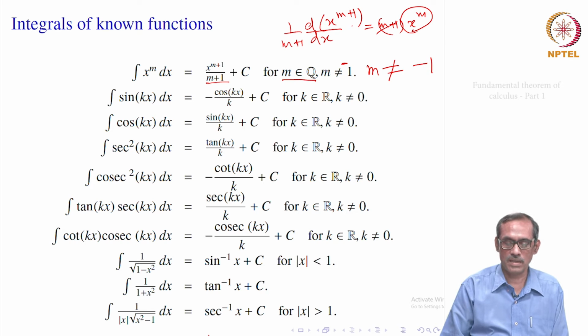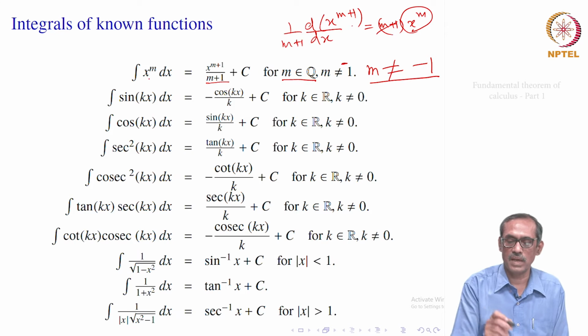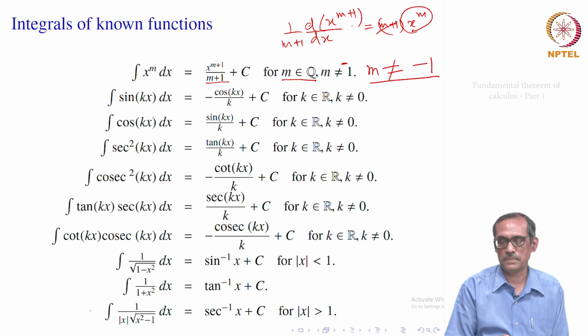For minus 1, what will be the answer? So, that will come from the logarithm function, because derivative of log x will be equal to 1 by x. From there it should come, but we have not discussed that yet. So, we do not discuss that now. All that we remember is that for m not equal to minus 1, we can apply this formula.